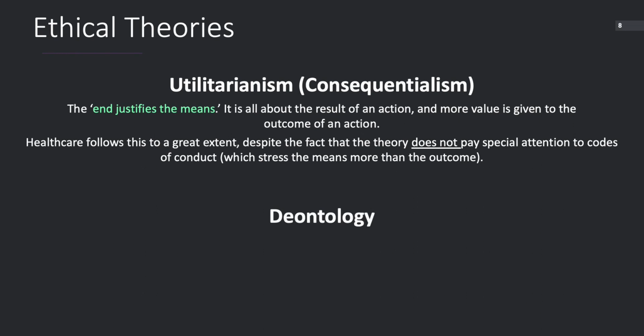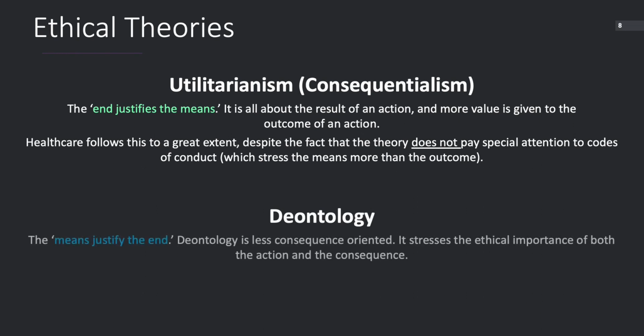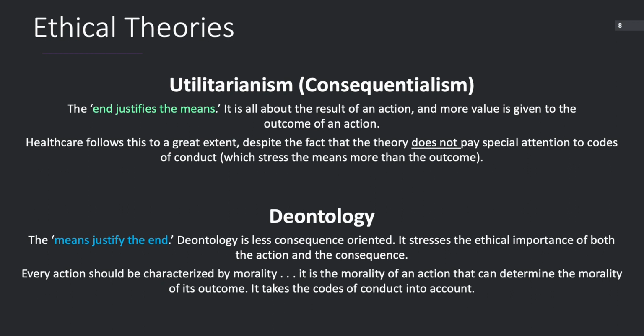In contrast to that is deontology. Now, deontology takes a little bit of the opposite type of view. Here you can say, in a tongue-in-cheek sort of way, the means justify the end. Now here, deontology is less consequence-oriented. It stresses the ethical importance of both the action and the consequences. In other words, every action should be characterized by morality. It's the morality of the action that determines the morality of the outcome.